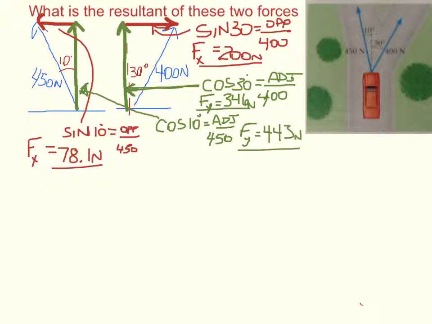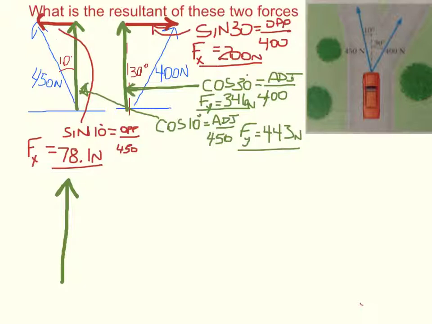So I'm going to look at my total forward force, the two green arrows, and I've got 346 and 443. And those combine to give me 789. 789 in the forward direction. So I'm going to draw an arrow like this.